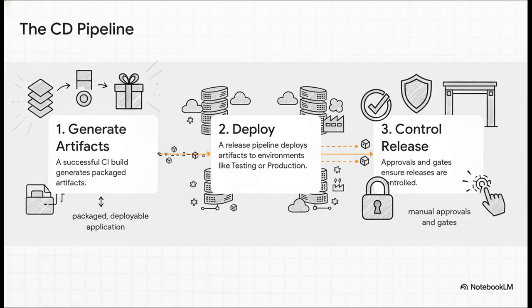In a CD pipeline, a successful build creates something called an artifact. Just think of an artifact as the final packaged-up version of your application, all set to be installed. The pipeline then takes this artifact and deploys it to different environments, like a testing server or a staging area. And, this is key, you can set up manual approval gates, so you have complete control over what gets released to customers and when. It's safe and controlled.